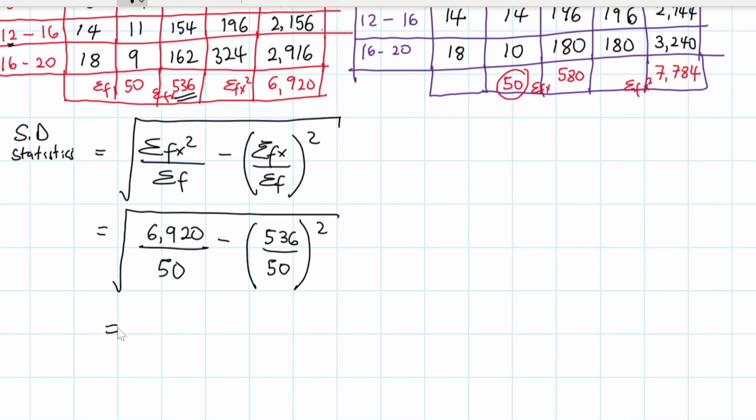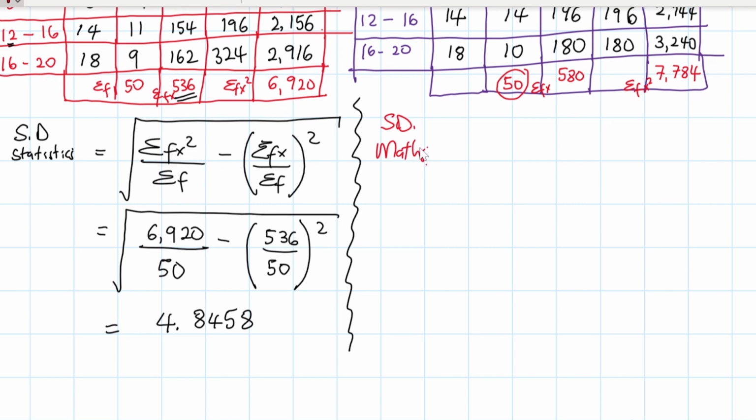So what do we have at the end of the day? All this is under the square root. If you punch that into your calculator, you end up with 4.8458. That is as far as standard deviation for statistics is concerned. Now let's do the standard deviation for math.